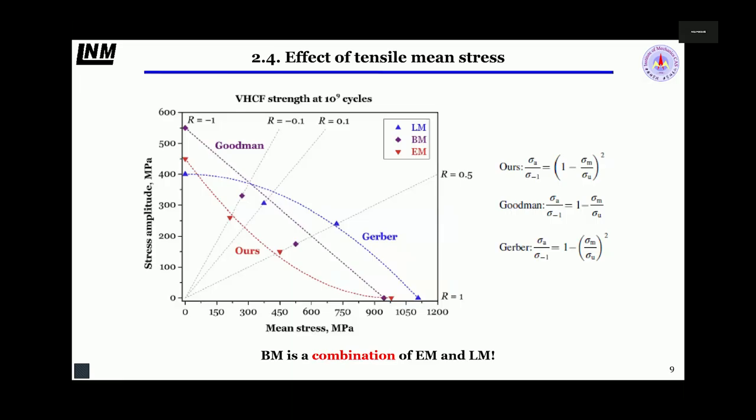This curve is for the bimodal microstructure titanium. This curve is for the lamellar microstructure. This is our fitted line. Our fitted equation just shows the equiaxed microstructure. It is easy to find that the bimodal microstructure is a combination of the EM and the LM. The LM follows the Gerber line, so it is insensitive to the tensile mean stress, but the equiaxed microstructure is very easily affected by the tensile mean stress.